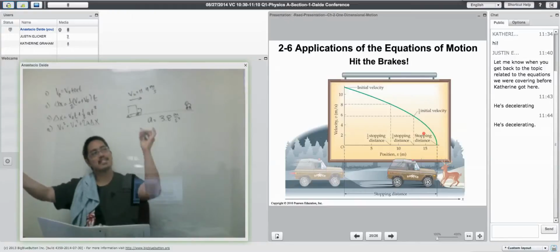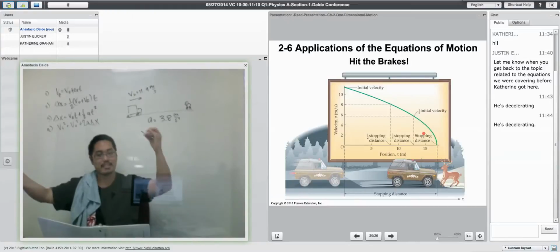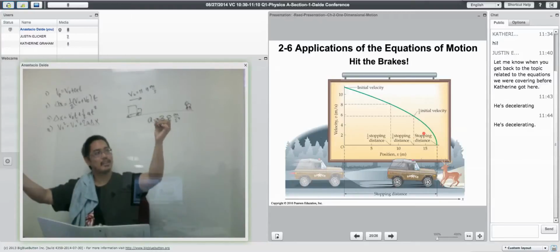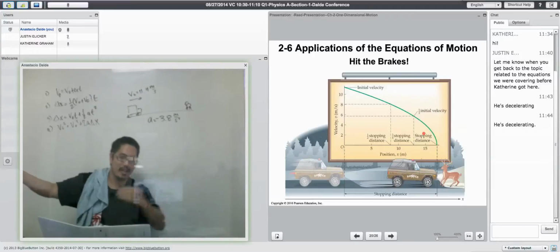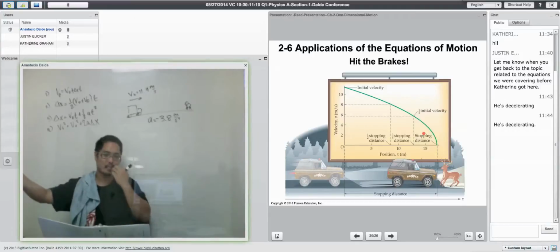So actually, this acceleration, they told me that he's slowing with an acceleration of 3.8. Oh, you mean he's got an acceleration of negative 3.8 because he's slowing down. Does that make sense to you?